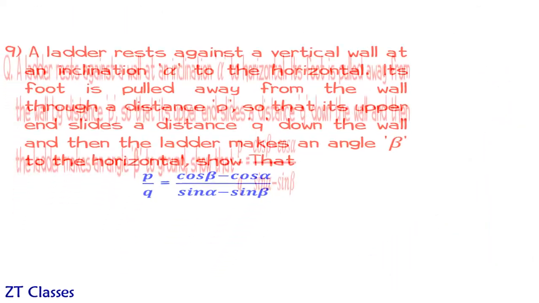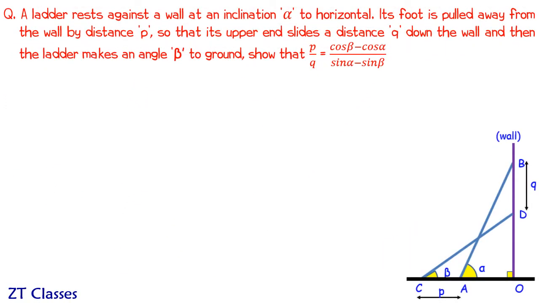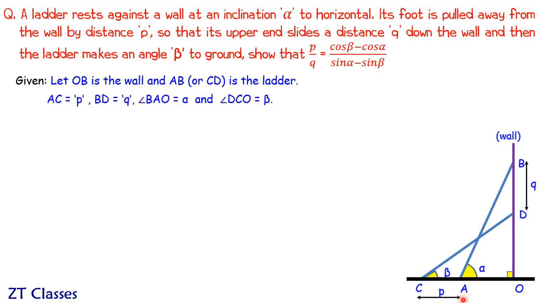It is given to us that OB is the wall and AB is the ladder. Also CD is representing the same ladder but in the second position, or we can say AB equals CD. Also it's given that AC is the horizontal slip, that is P, BD is the vertical slip of the ladder, that is Q, angle BAO is alpha and angle DCO is beta. To prove that the ratio of P by Q equals cos beta minus cos alpha upon sin alpha minus sin beta.